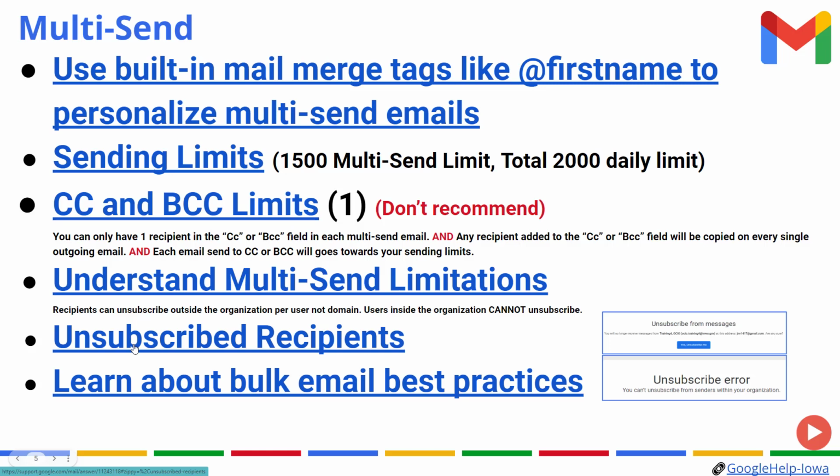The other concern that I just want to make sure you're aware of is the unsubscribed recipients. When using multi-send, you have the option for your recipient to unsubscribe from that particular communication. When it's sent within the Google Workspace environment in the state of Iowa, when they have a Google account, they will not have the capability of unsubscribing, which makes sense because you're unsubscribing from that particular person that is sending the email. So again, some really important things to be aware of when using multi-send.